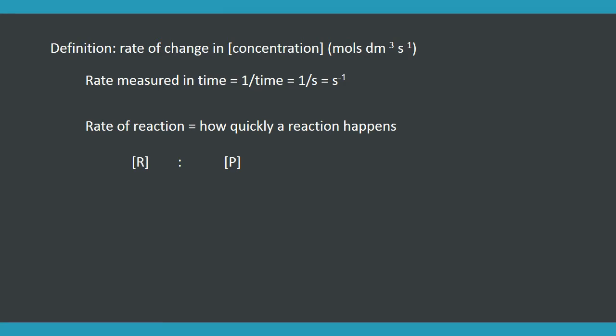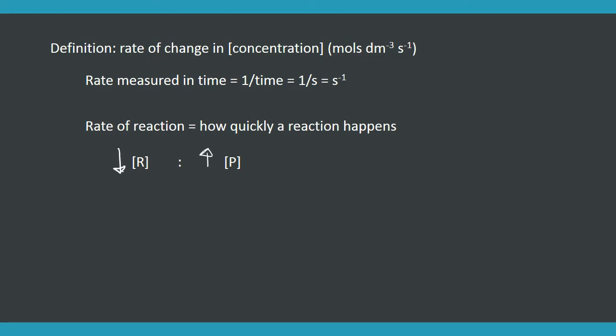Therefore, when we're looking at the rate of reaction, we are quite literally looking at how quickly a reaction happens. So we want to compare the concentration of reactants to the concentration of products. We would expect that as the reaction moves forward, the concentration of reactants is going to decrease and the concentration of products is going to increase.